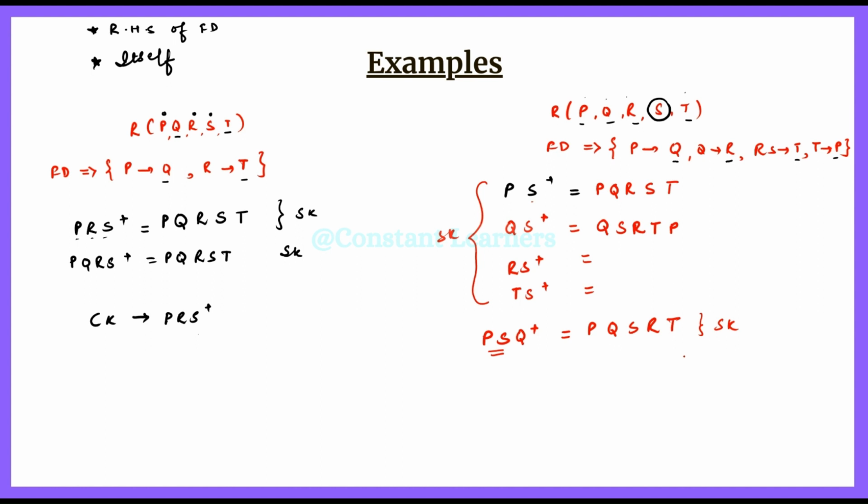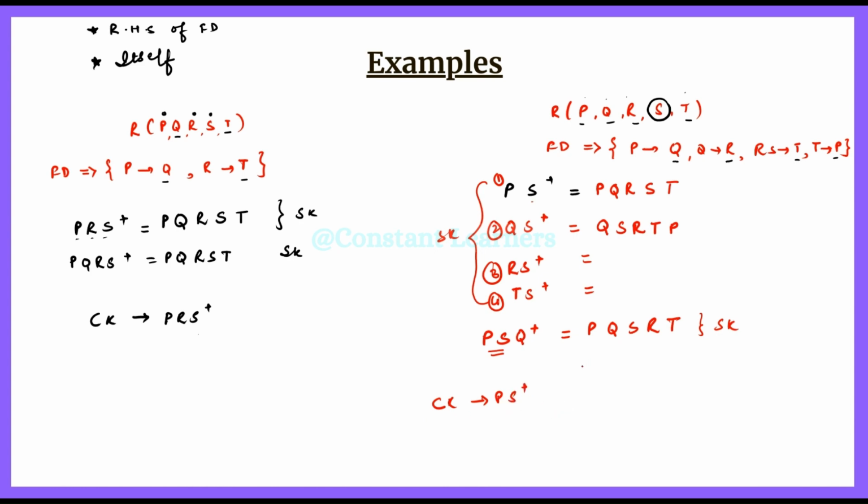But in this case, we are getting four minimal super keys. First is PS, then QS, then RS, and TS. So we are getting four minimal super keys. So out of these four minimal super keys, we can select any one as the candidate key. Let's see if I'm selecting PS as the candidate key, right?